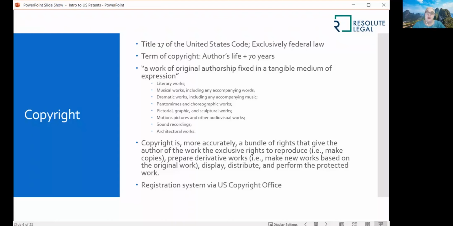We also have a registration system via the U.S. Copyright Office. Now, you do not have to register your work in order to hold the copyright. However, if you wish to enforce the copyright, there are great advantages to having registered the work. And so it's recommended that artists register their works with the Copyright Office so as to preserve their rights to protect that down the road.